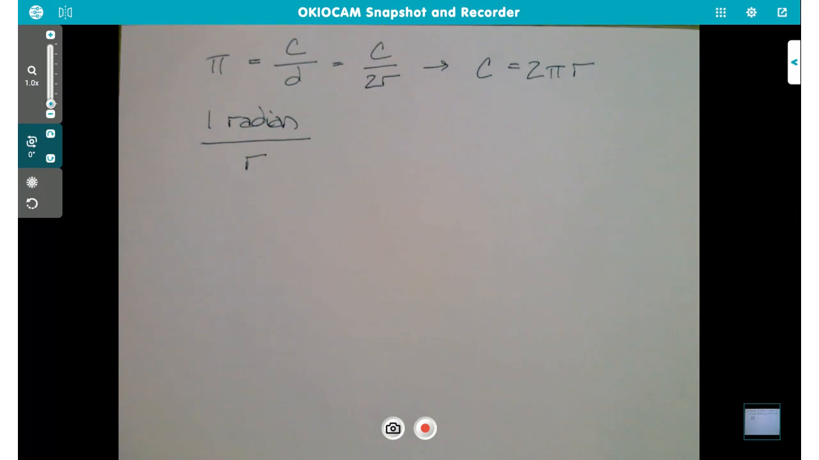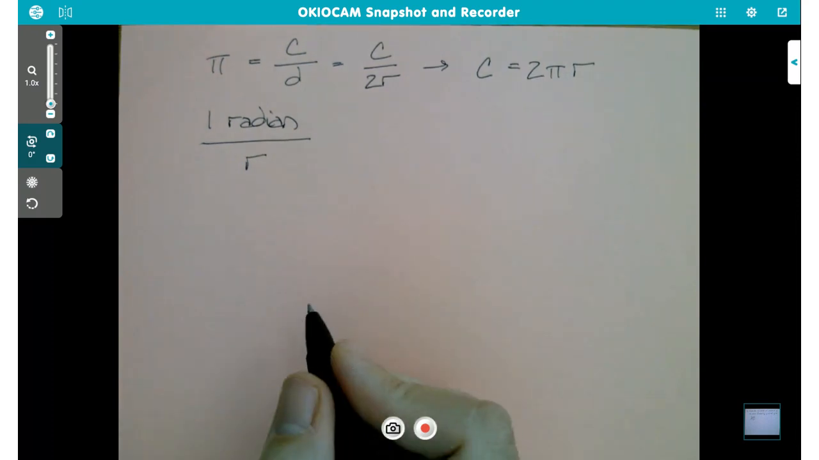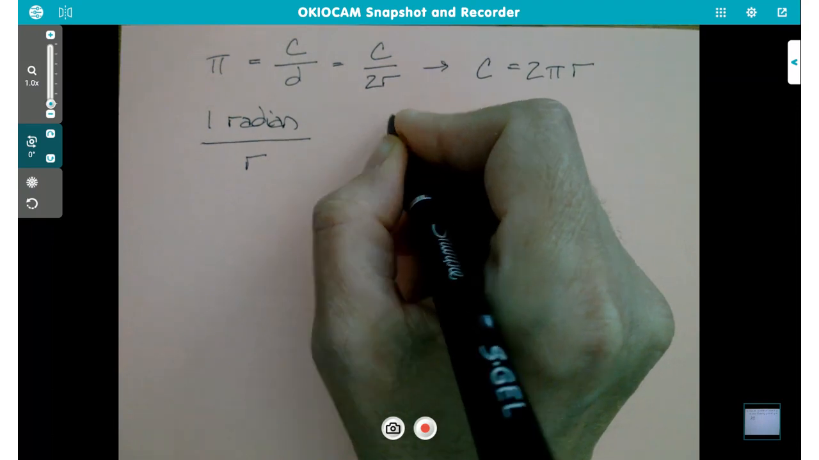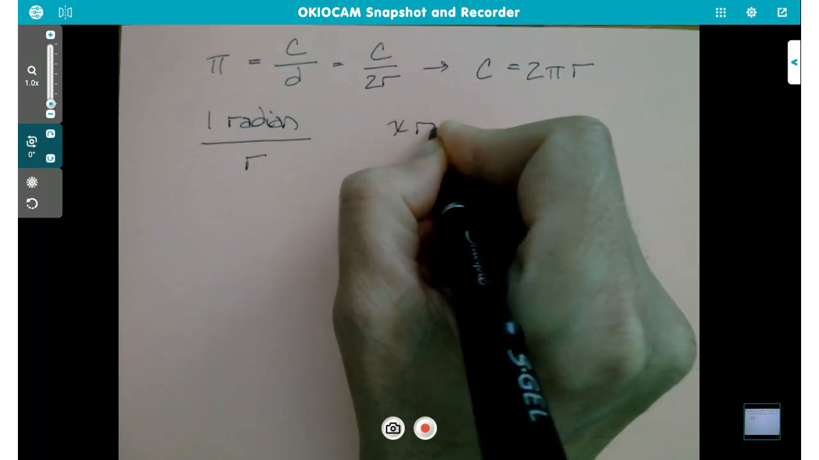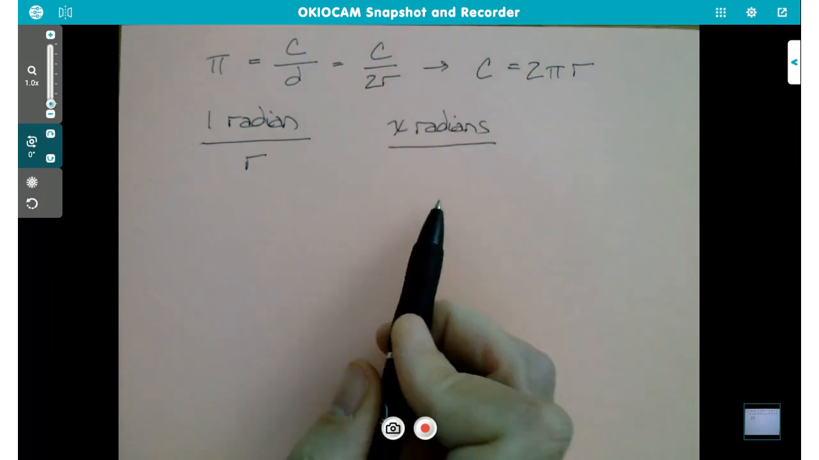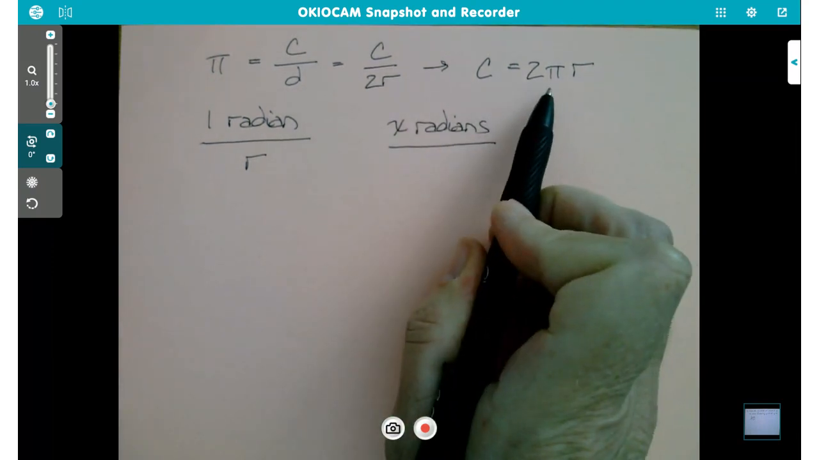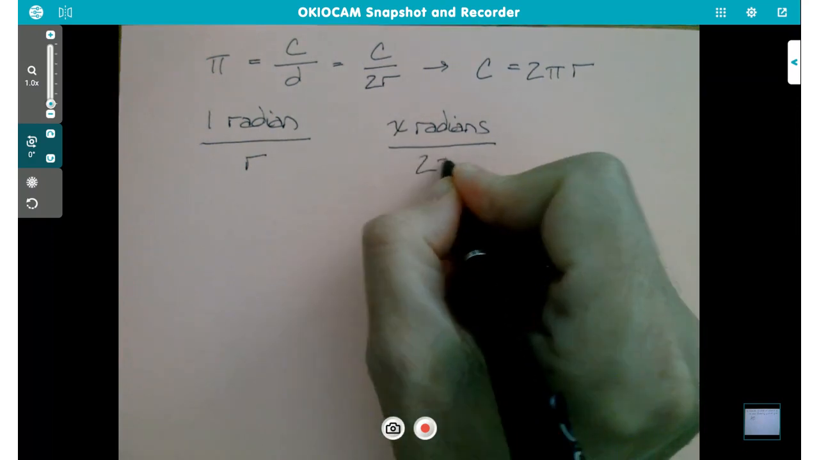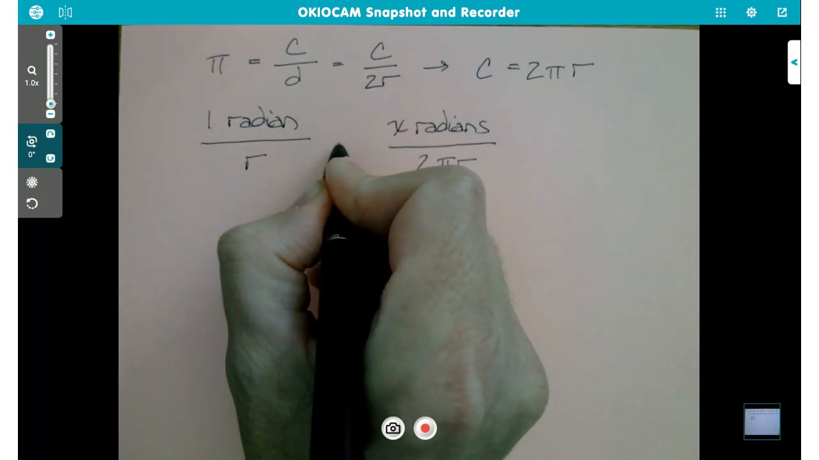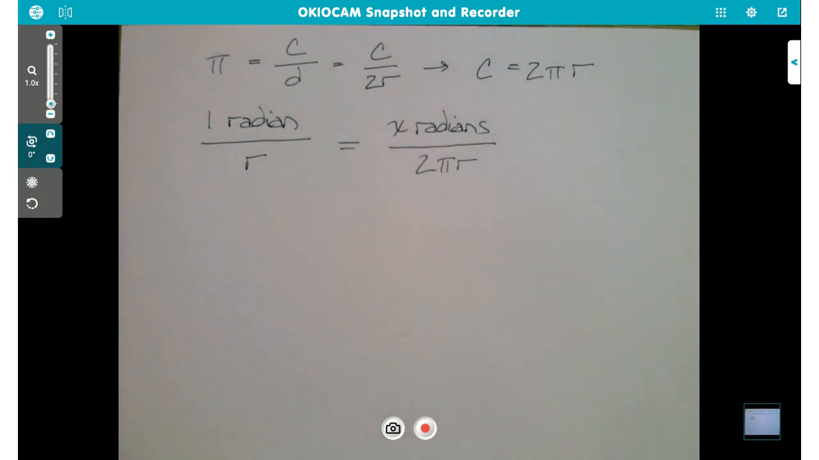I'd like to know how many radians are in a complete circle. That's at least a starting off point. Well, let's see. I can do the same kind of idea. How many radians are in a complete circle? Well, the arc length for a complete circle, right there, is 2 times pi times the radius. And the numbers aren't the same, but the ratios are the same.